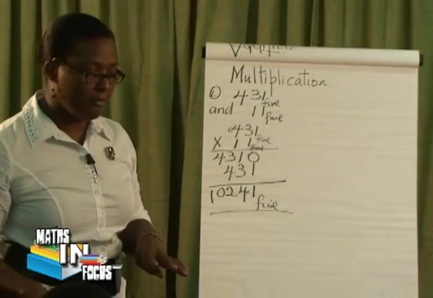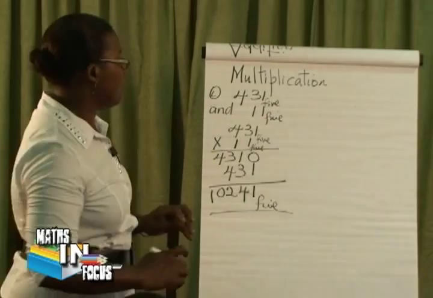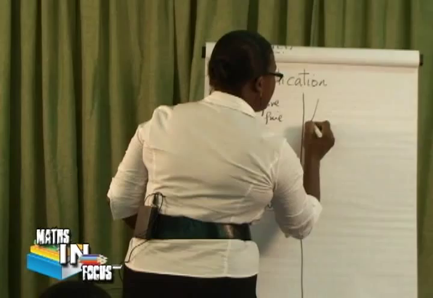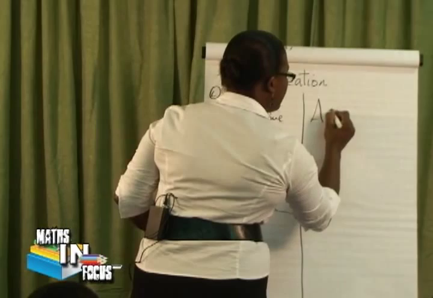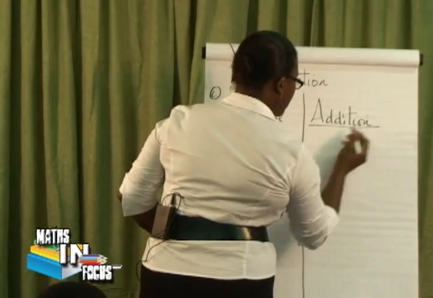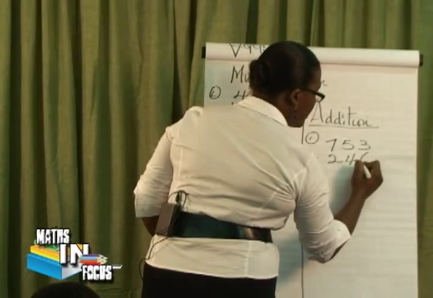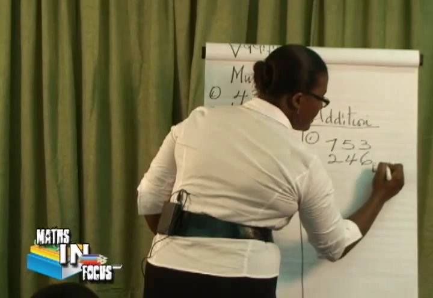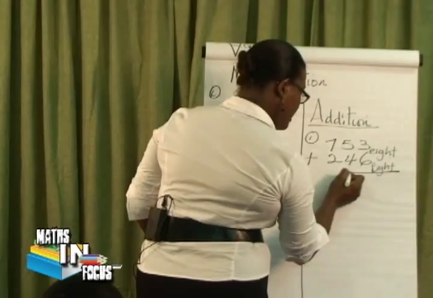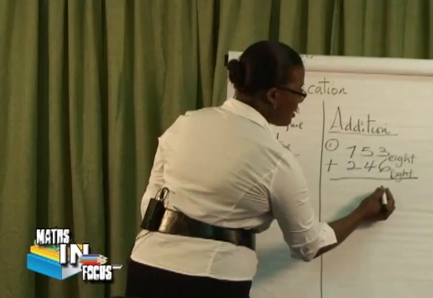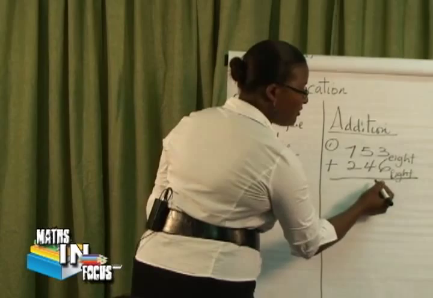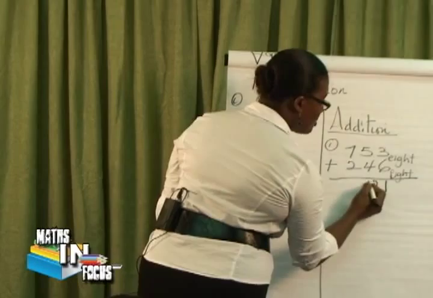Now we want to add and multiply in the base 8 system. So we're going to add first in the base 8. We have 7, 5, 3 being added to 2, 4, 6. Find the sum and give me my answer. Fideli, would you like to volunteer yours? 1. From the left? From the right. From the right. 1, 2, 2, 1. To the base 8.